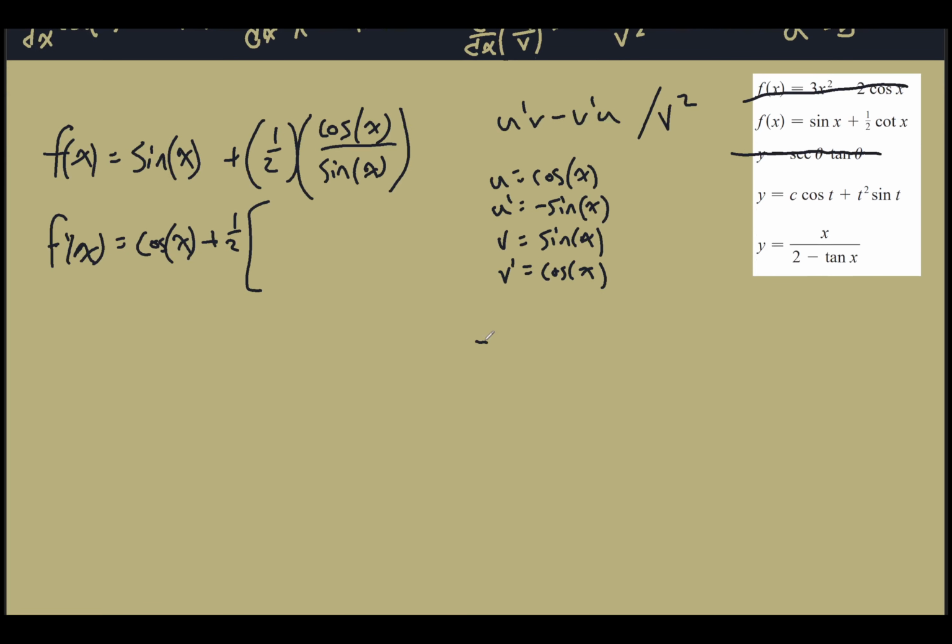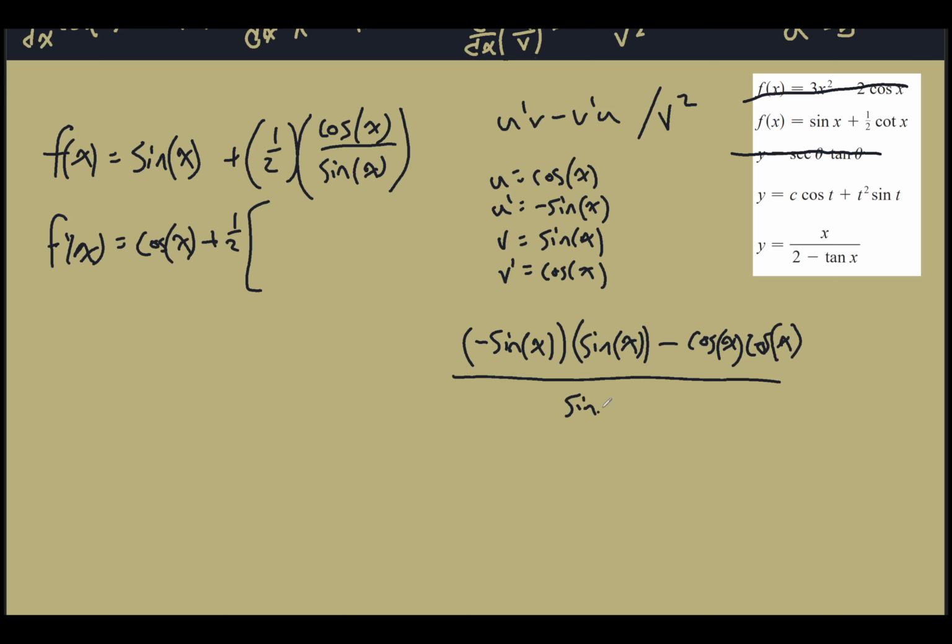So u prime v would be negative sine of x times sine of x, minus cosine of x times u, which is cosine of x again. That's interesting. And this whole thing will be divided by sine of x squared. You notice I like to put the squared outside the function because that's where exponents should go. People who write sine squared x this way, they'll never be able to explain to you why that's better, in my opinion. So don't ask me to write it that way, I'll just say it now.